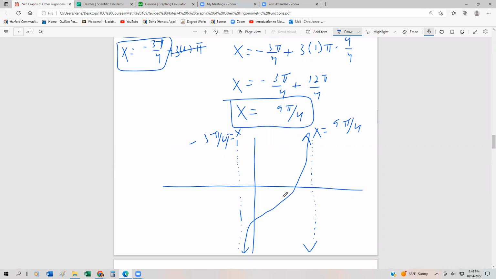Now, in the next videos, we're going to take a look at our cosecant and secant functions, and that'll be all the graphs of our trigonometric functions.